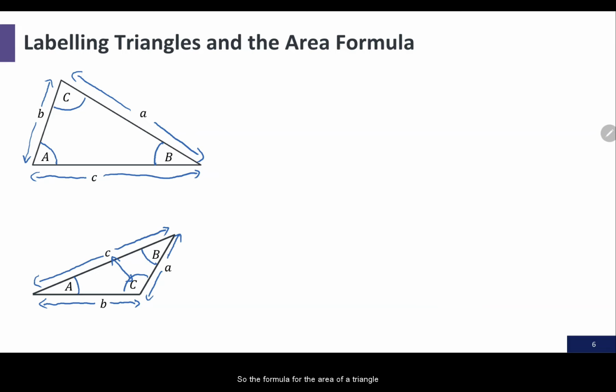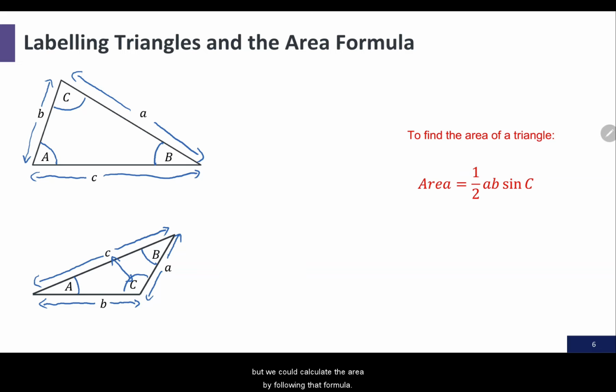So the formula for the area of a triangle when we're not given the height is a half a multiplied by b multiplied by sine C. So for this triangle on the left here, we are not given the height, but we could calculate the area by following that formula.